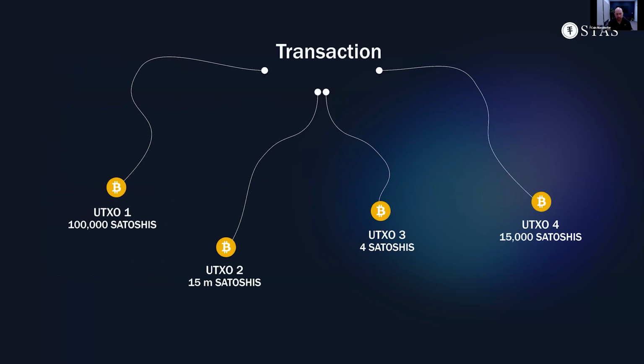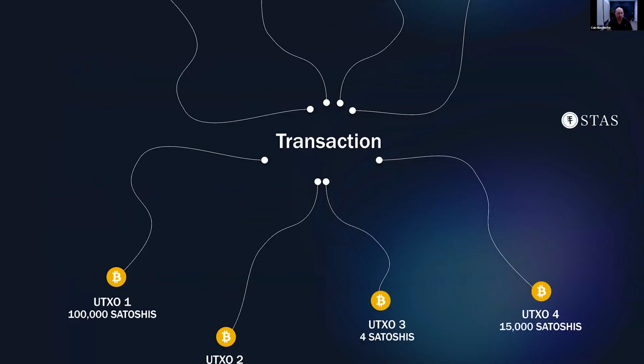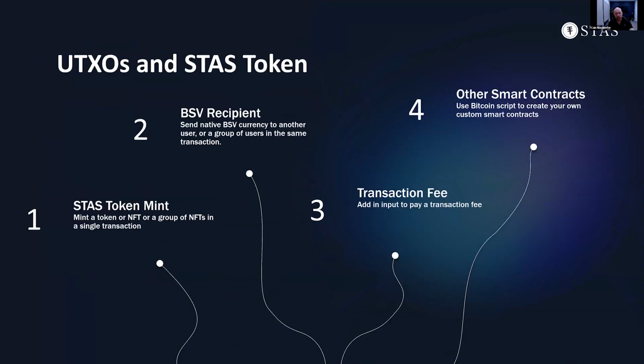So here I'll just show you an example. Imagine you had 4 UTXOs with all different amounts, and you wanted to send transactions all at the same time. You could easily do that, and they could all be used for different transactions or different use cases, right? So here, for example, you can mint one with a STARS token. One of them you could spend some BSV to send somewhere else. Then you could use one for transaction fees or other smart contracts.